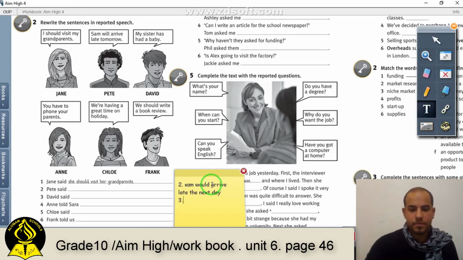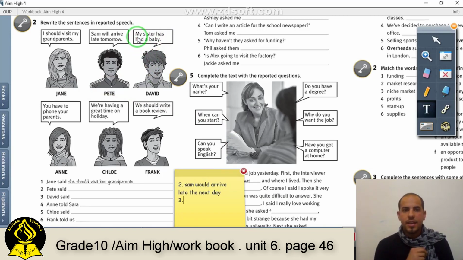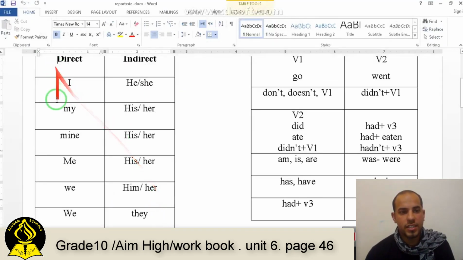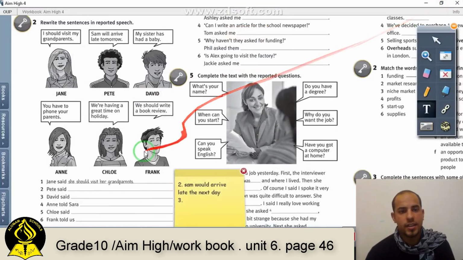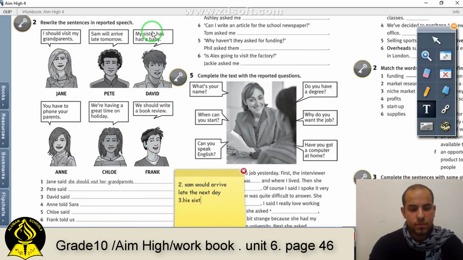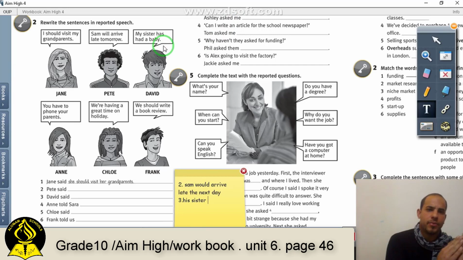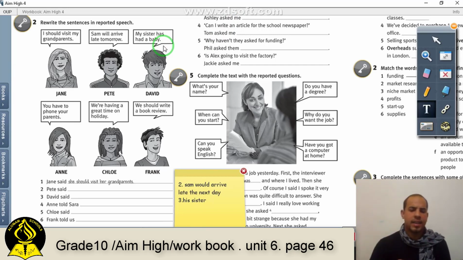Let's move to the third one. David said, my sister has had a baby. Now he was talking about himself. But my changed to what? Changed to his or her. Excellent. And the speaker here is a male. So David said that his sister has plus verb 3 changed to had plus verb 3. Has had changed to had had. Excellent. Had a baby.